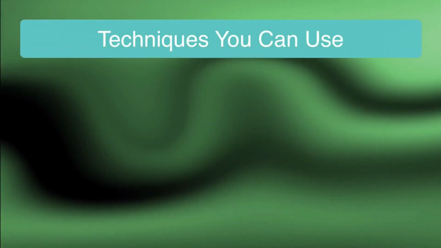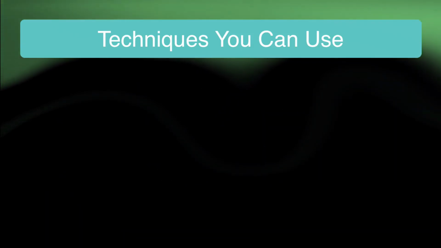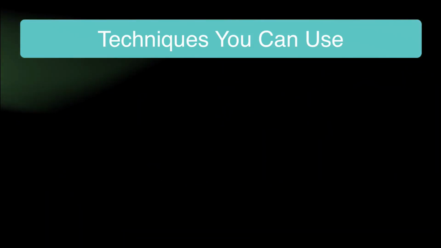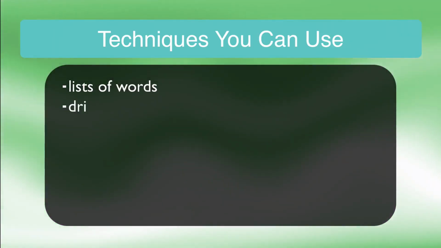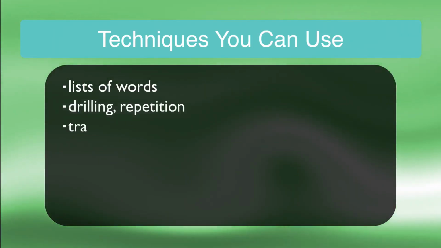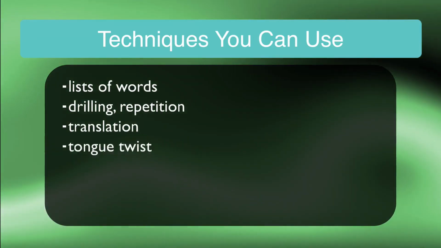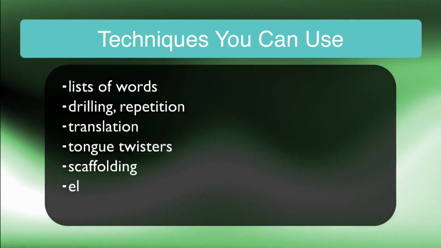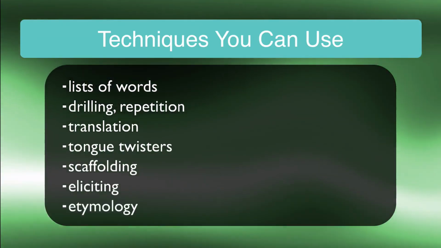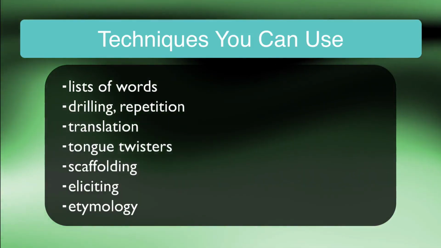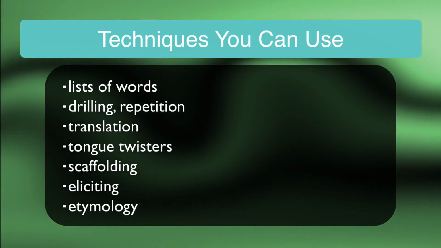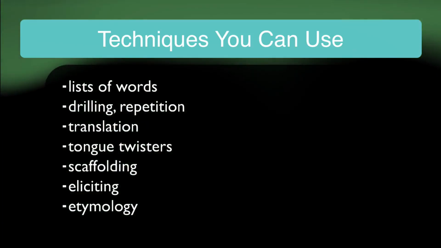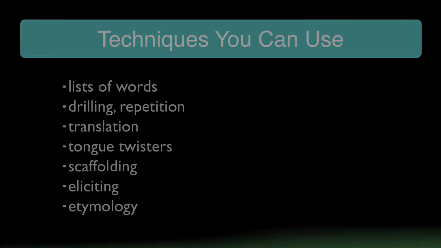So going back to how you will incorporate this in the classroom, the techniques that we've covered. Some of the techniques you can use in the classroom, just to do a little recap here. You can keep a list of words. You can also drill, you can translate, you can use the occasional tongue twister if you want to introduce repetition, but in a more fun and engaging way. You can do scaffolding, you can do eliciting, and you can use etymology.